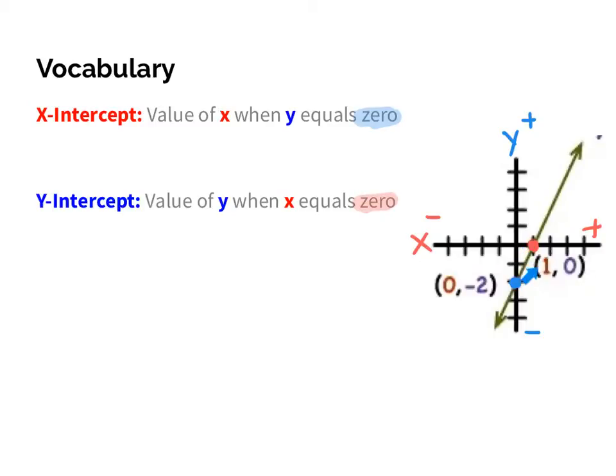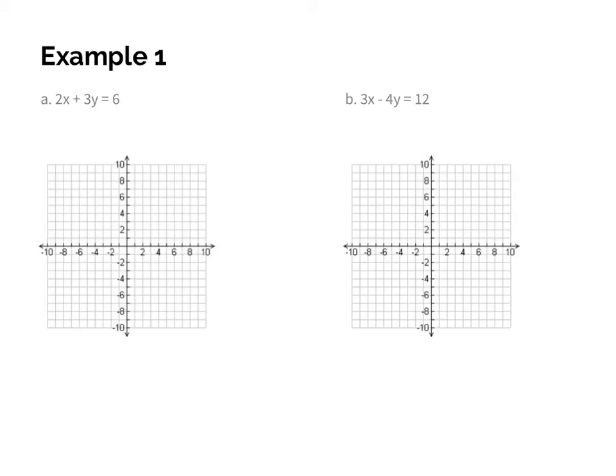Here's my x-intercept. My value is 1 for x, but notice that my y value is 0. So it's my value of x when y is 0. And then my y-intercept here is my value of y, which is negative 2, when my x is equal to 0. Now, how the heck, given an equation in standard form, how do I find those intercepts? That's what we're going to look at. So in this first example, again, all we're going to do today is graphing. So we're going to talk about how to find these intercepts.